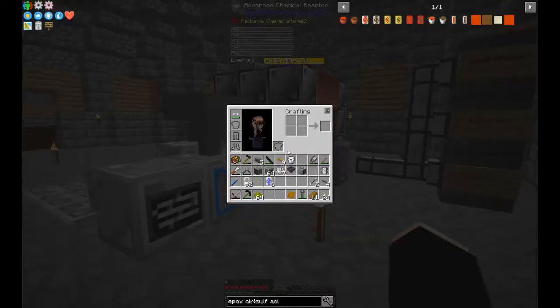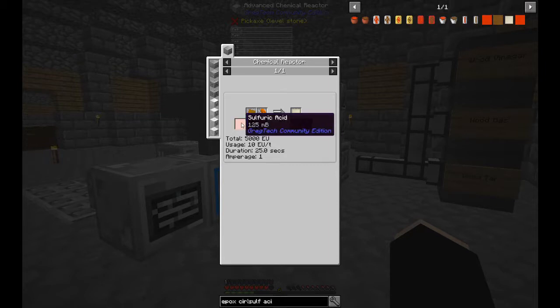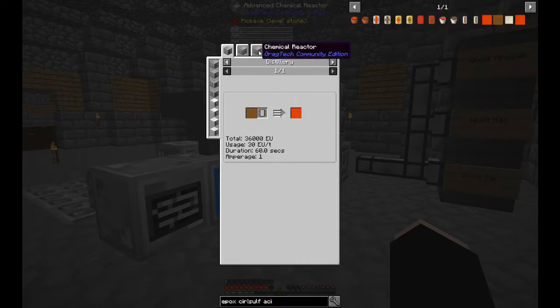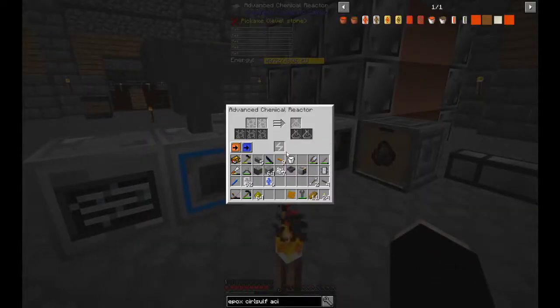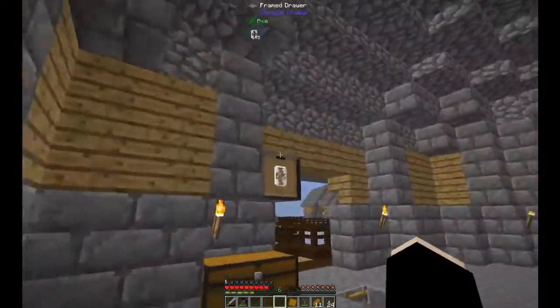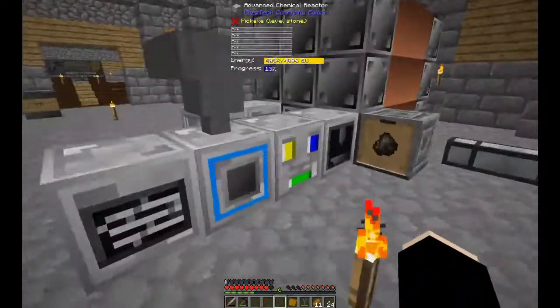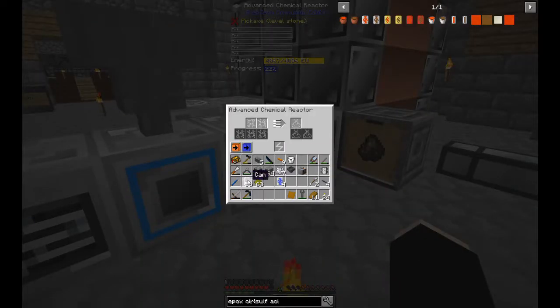Let's see. How much sulfur do I want actually? Because it takes 125, so let's do one bucket. For now, let's do one bucket. That is 2 water. That actually gives us 3 buckets. 2 water and 1 sulfur. That's quite easy. 2 buckets gives us 3. Oh, guess we still had some on us. Oh yeah, we did.